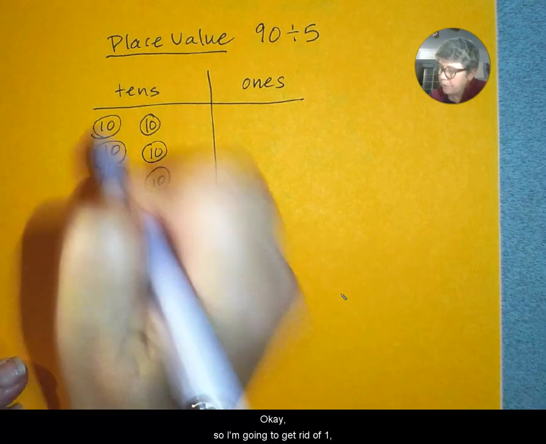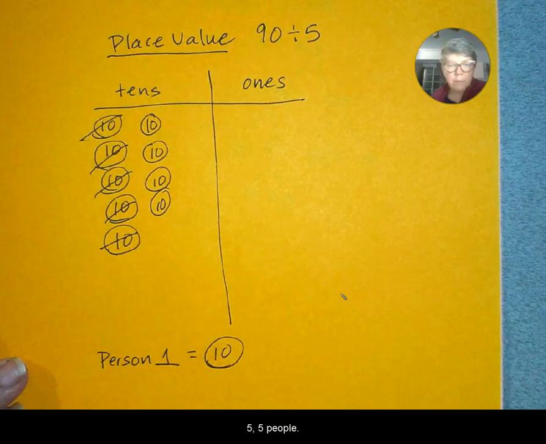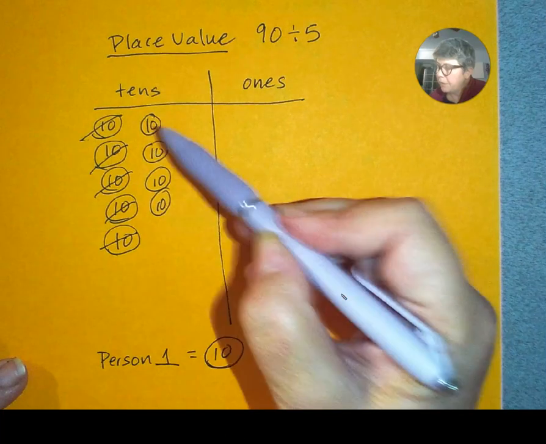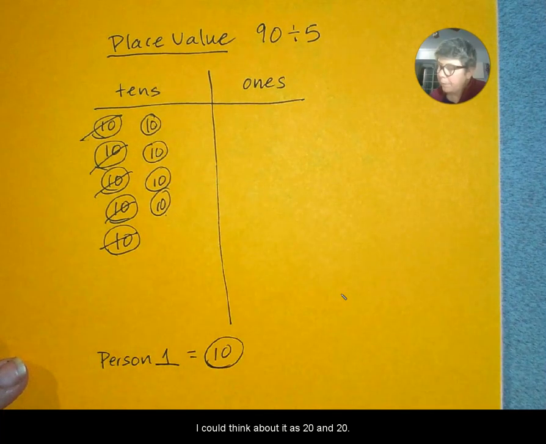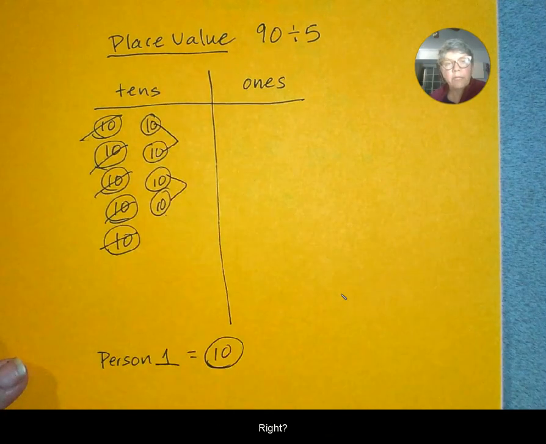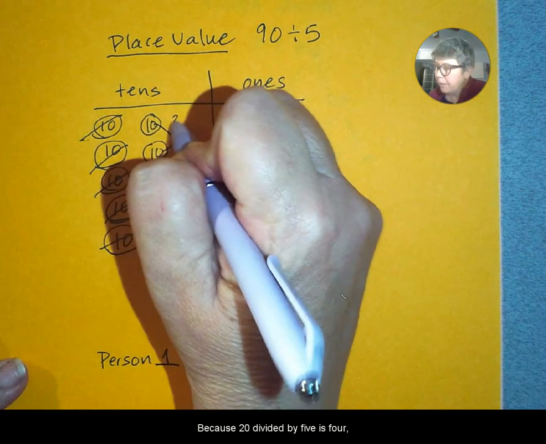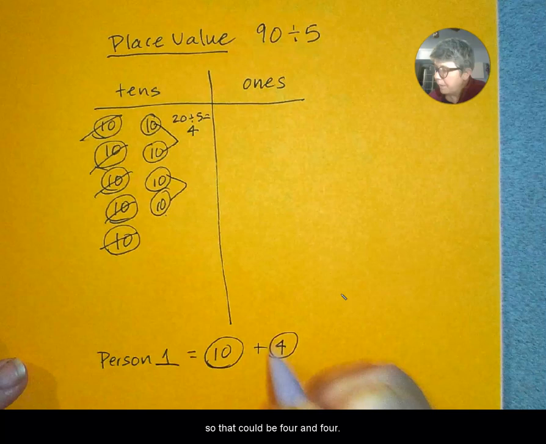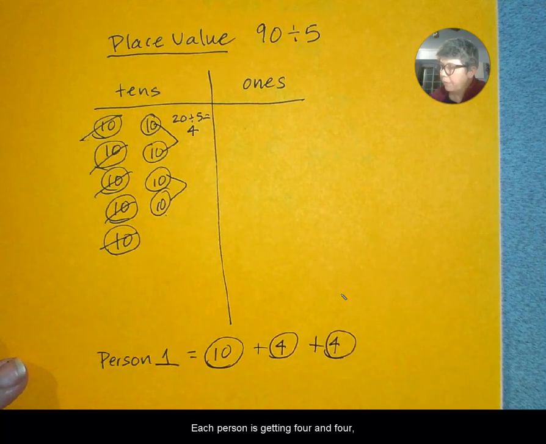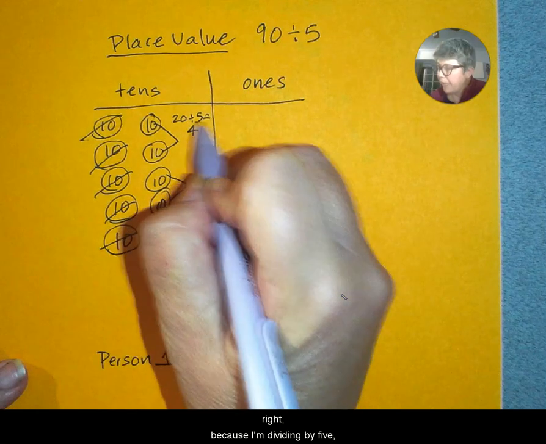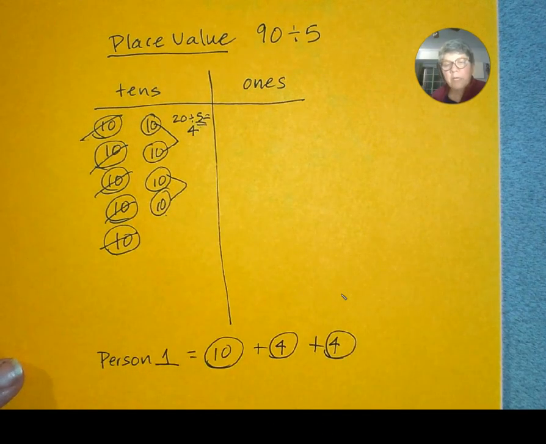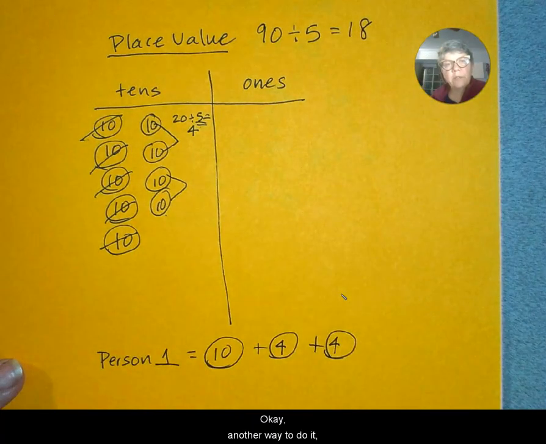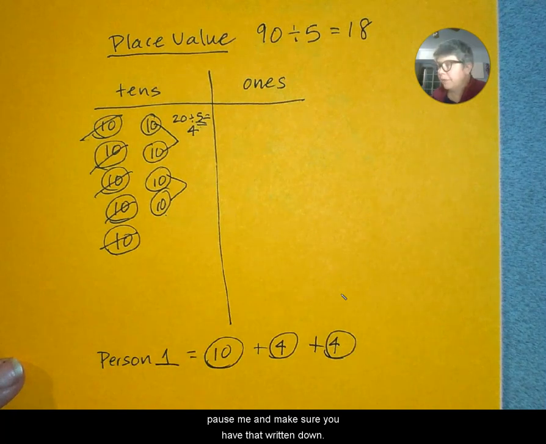Okay, so I'm going to get rid of 1, 2, 3, 4, 5. 5 people. If you want to write down all 5 people, you can do that, right? And then what do I have left? I have 40 left. I could think about it as 20 and 20, right? Because 20 divided by 5 is 4. So that could be 4 and 4. Each person is getting 4 and 4, right? Because I'm dividing by 5. I'm giving them to all my 5 people. So then I have 18. Okay, another way to do it. Pause me and make sure you have that written down.